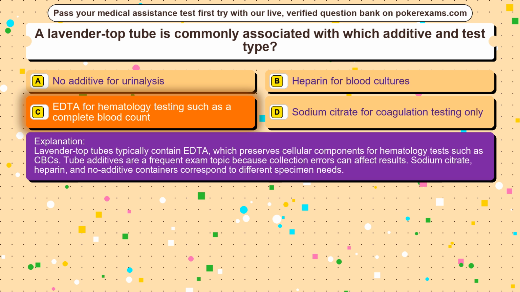Lavender top tubes typically contain EDTA, which preserves cellular components for hematology tests such as CBCs. Tube additives are a frequent exam topic because collection errors can affect results. Sodium citrate, heparin, and no additive containers correspond to different specimen needs.